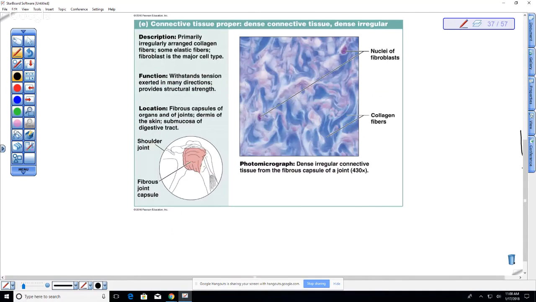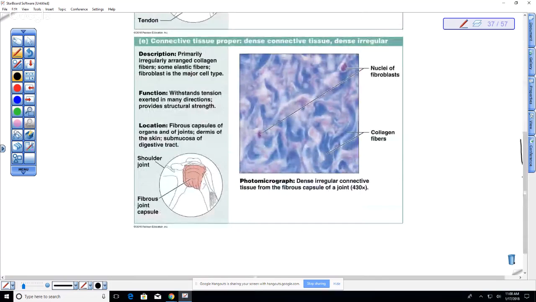Okay, so irregular connective tissue would look like this. So notice that the collagen fibers are kind of going in all different directions, right? So that's the irregular part of that. So this would be dense irregular connective tissue. That's the joint capsule that surrounds the shoulder.